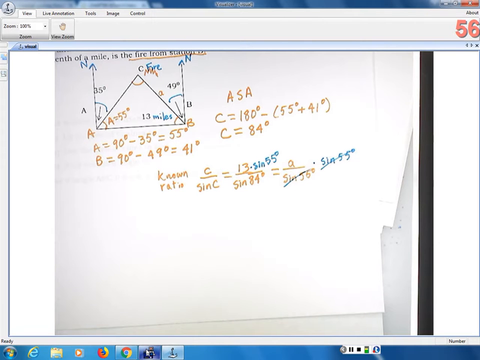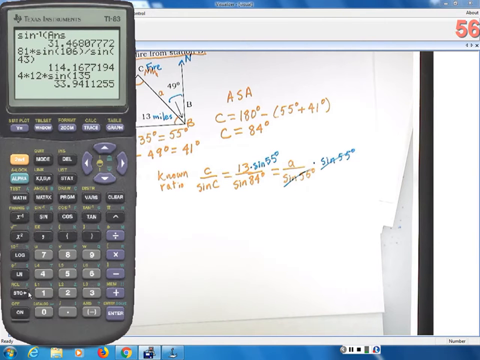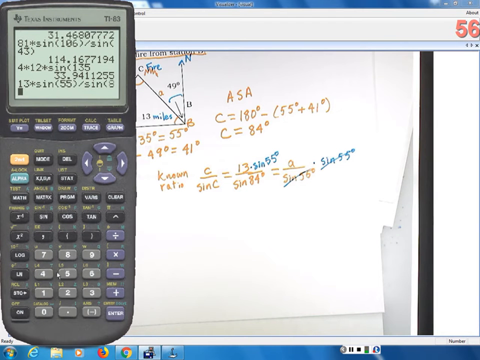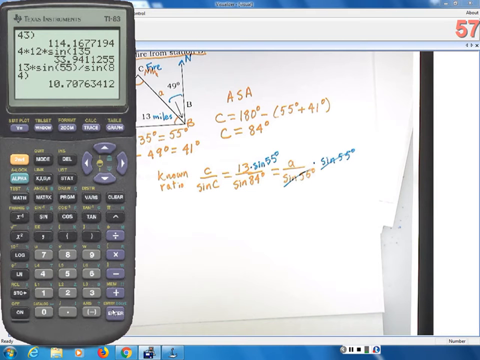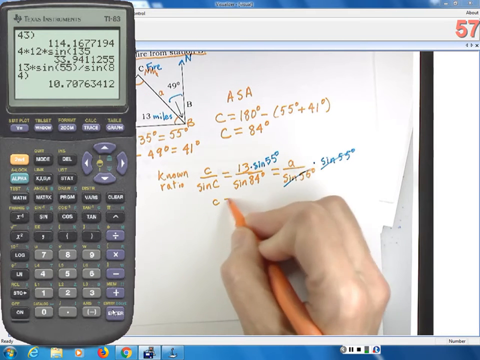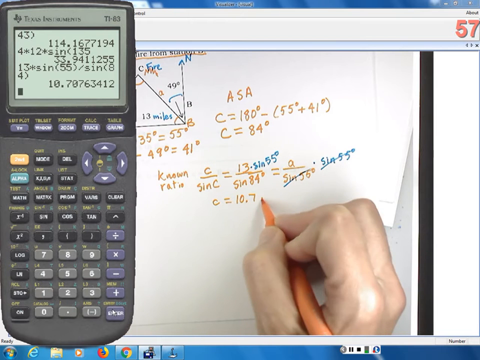So we put that in the calculator. 13 times sine of 55 divided by sine of 84. 10.7. Did it say to the nearest tenth? Yep. So side A is 10.7 miles.